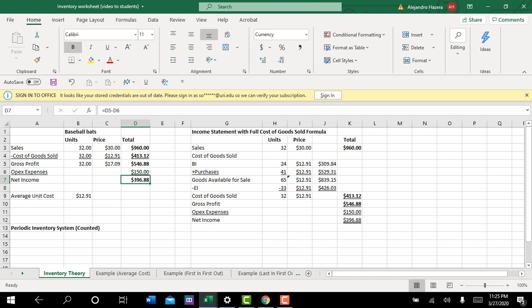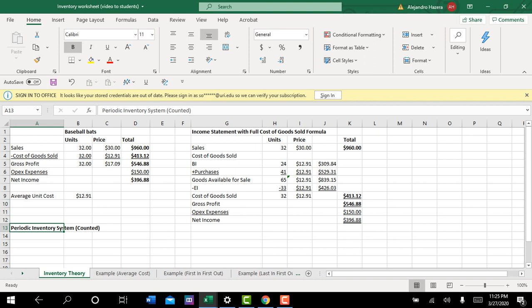But what I'm emphasizing, as I put in the title up here, is that this income statement, the one to the right, emphasizes what we call the cost of goods sold formula. And this formula is very important because it's going to serve as the basis for all of the three examples that I give you after this.